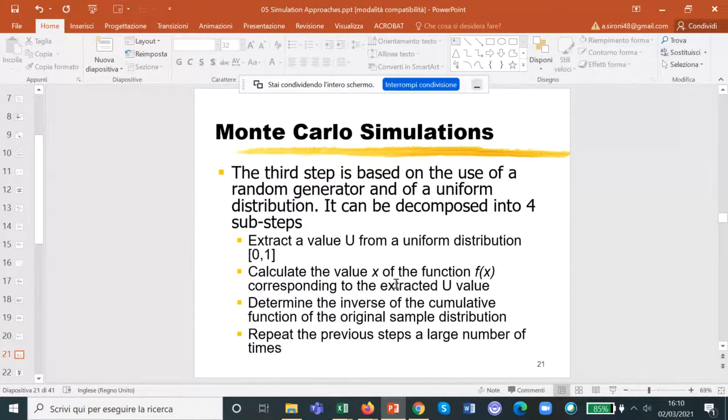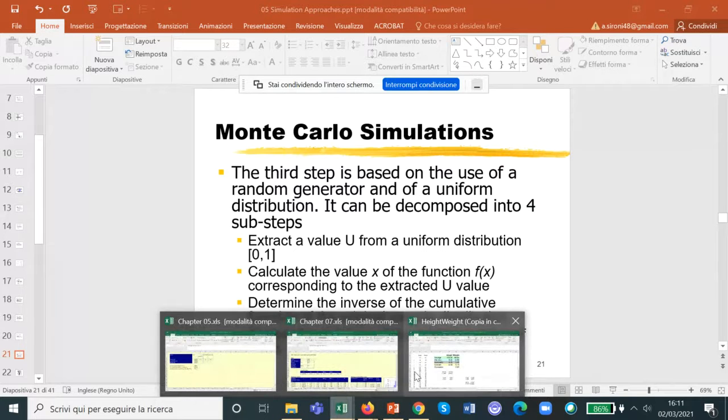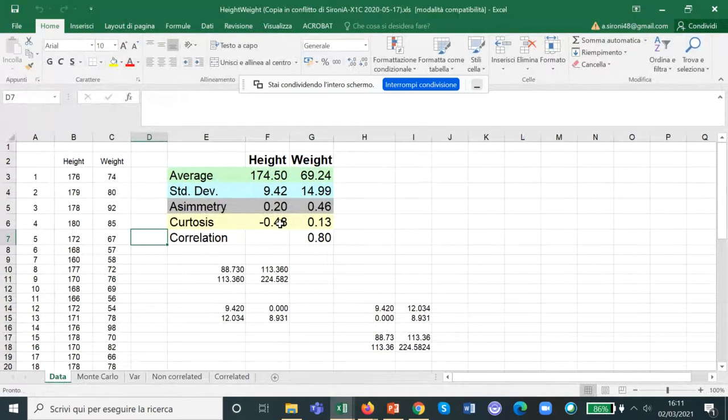How do we proceed here? We basically typically extract the value from a uniform distribution with a random generator. We calculate the value x of the function corresponding to the extracted value, we determine the inverse of the cumulative function of the original sample distribution, and we repeat this process many times. Now, in order to show you how that actually works, let me show you a very simple example, okay?